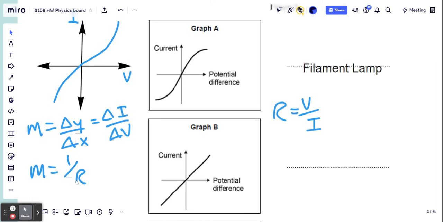For high values of resistance, 1 over a large number is a small number. So that's what we would expect. It would gradually get less and less and less. So yeah, okay.